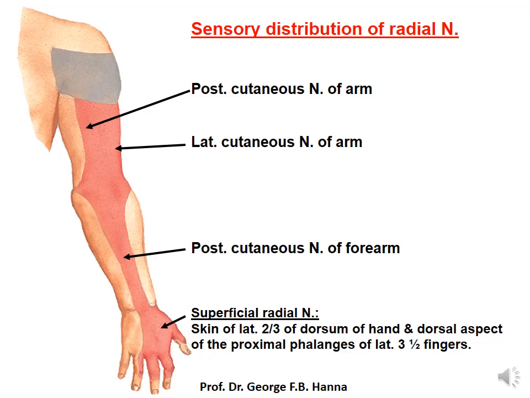And this is the sensory distribution of the radial nerve. Focus on the dark red color here. This is the posterior cutaneous nerve of the arm, the lower lateral cutaneous nerve of the arm, posterior cutaneous nerve of the forearm, and then skin over the lateral 2/3 of the dorsum of the hand, and the skin over the dorsal aspect of the proximal phalanges of the lateral 3.5 fingers.